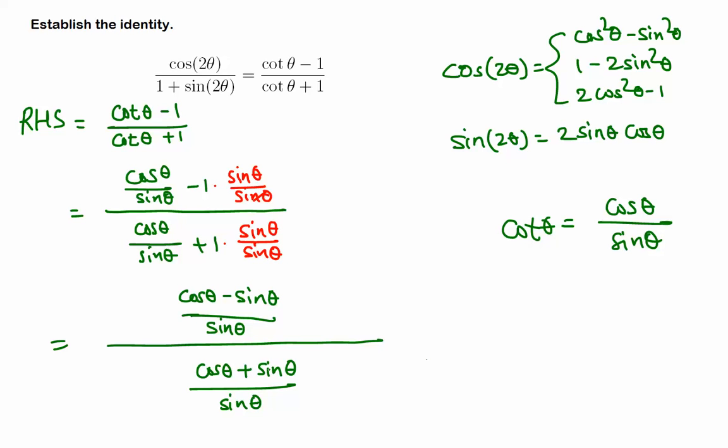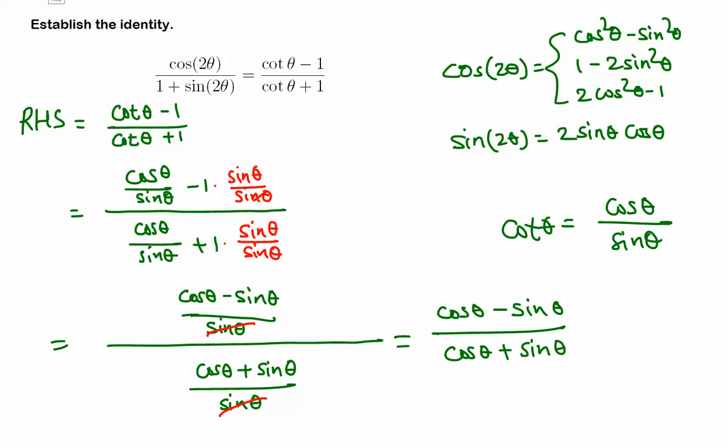And now we've got a complex fraction, so we keep the top, change this division into multiplication, and flip the bottom. In that way, this will be cosine minus sine over sine times the flip, so sine over cosine plus sine. So sine and sine cancel. Then we are left with what? Cosine theta minus sine theta on the top, and cosine theta plus sine theta on the bottom.